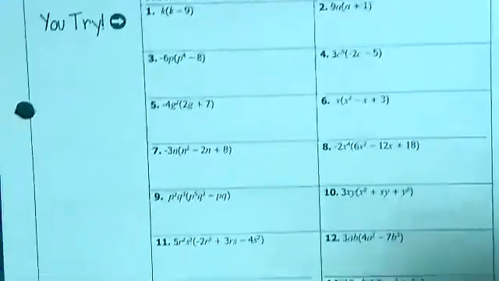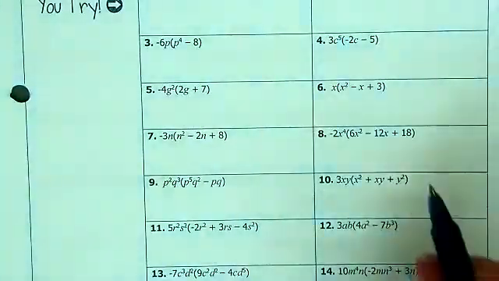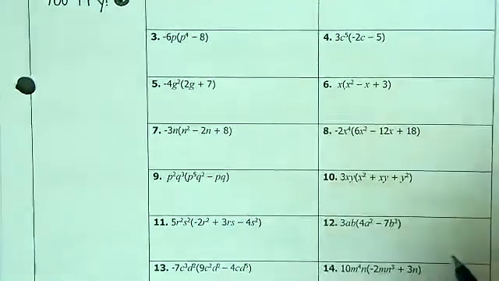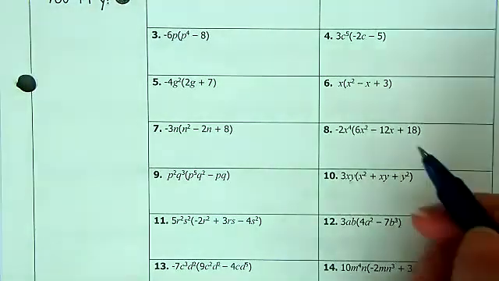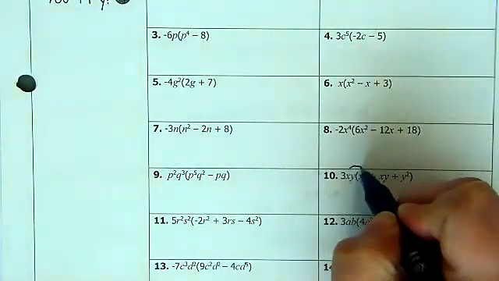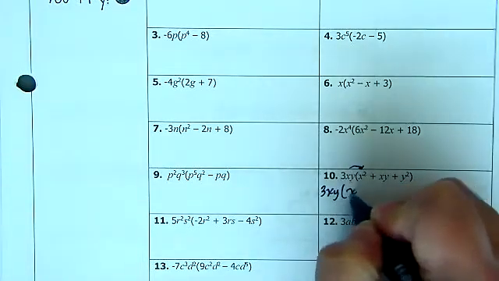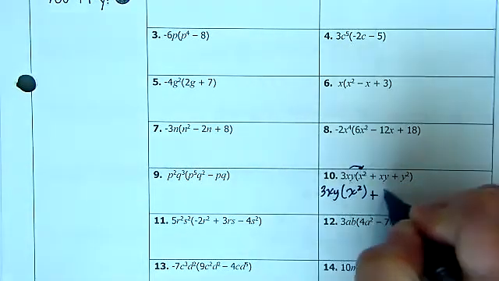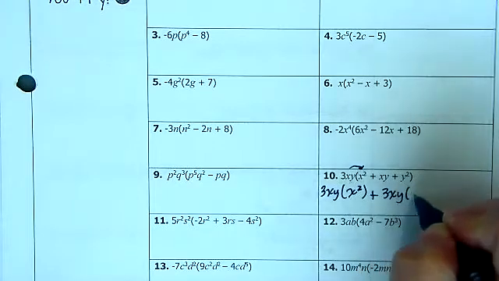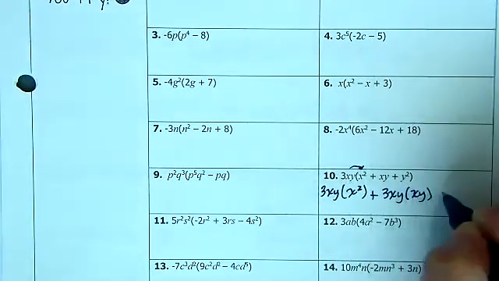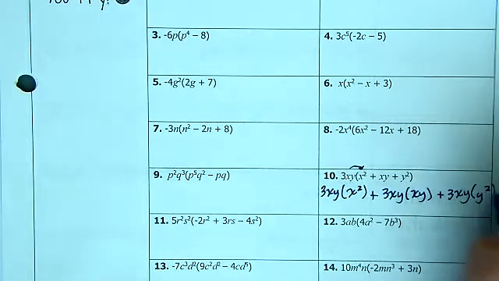Jumping down to number 10. This is where we have several variables that we're dealing with at one time. Okay, so again, I'm distributing. So I'm doing 3xy times x squared plus 3xy times xy plus 3xy times y squared.